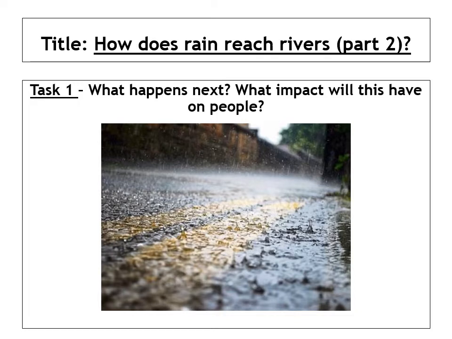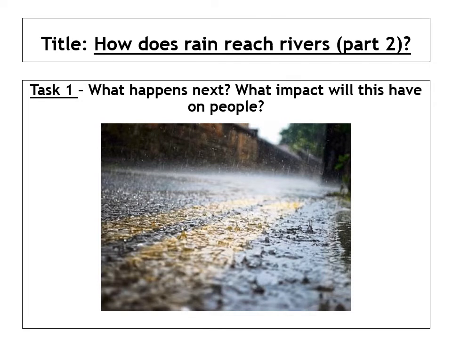Okay, so we're looking at how rain reaches rivers again this week. It's kind of part 2 of the lesson we did last week. So looking at that in a bit more depth, looking at the water cycle in a bit more depth, and looking at how that all leads to rivers and the kind of system of rivers and how they drain out.